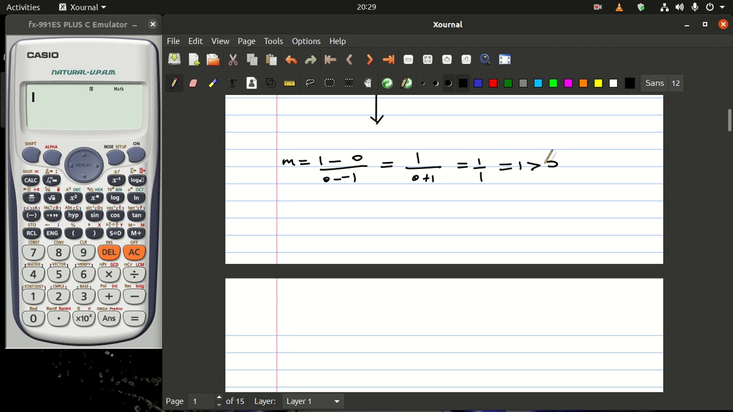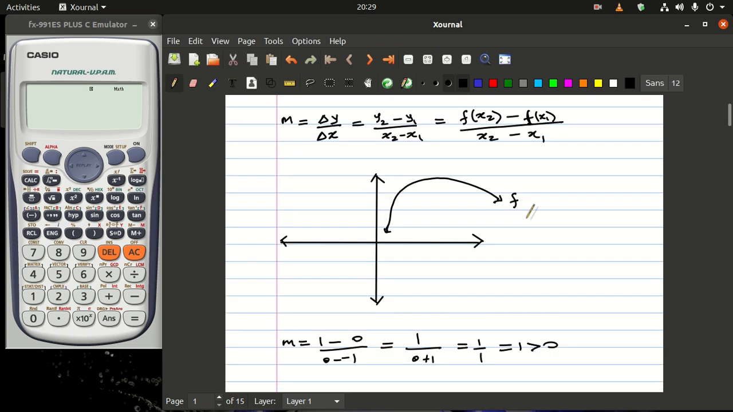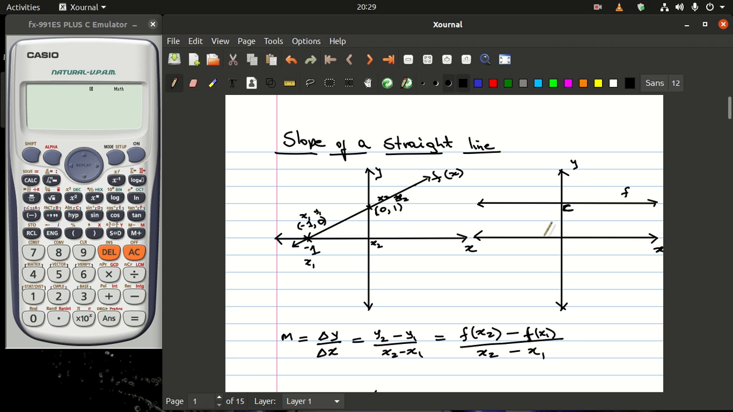This is greater than 0, which means the function is increasing. But if we take a look at this example here, you will find that if I pick my x1 to be here, then when you go all the way up, our y1 is just equal to this constant c, because this is a straight line. So we have y1 equal to c.